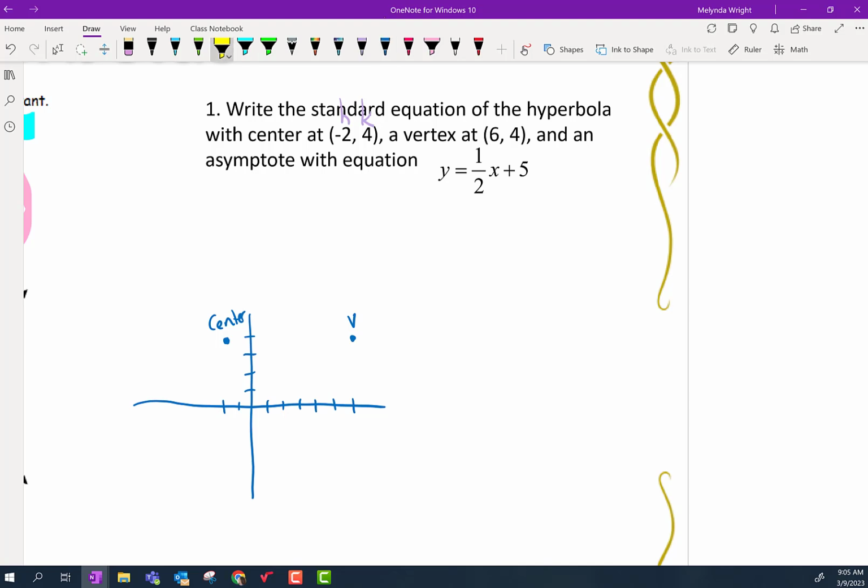So as I'm looking at this, they're spaced horizontally away from each other. That means that this is a horizontal hyperbola, because those are oriented horizontally from each other. Okay, what other information can we get? Let's see. So this distance between the center and the vertex, 1, 2, 3, 4, 5, 6, 7, 8. That distance is a, and a is 8.